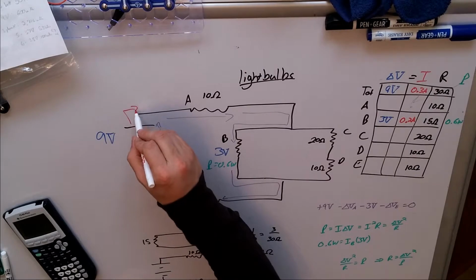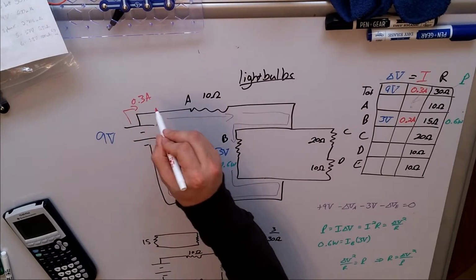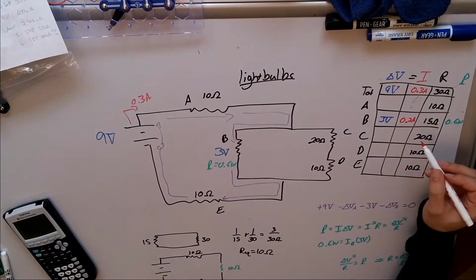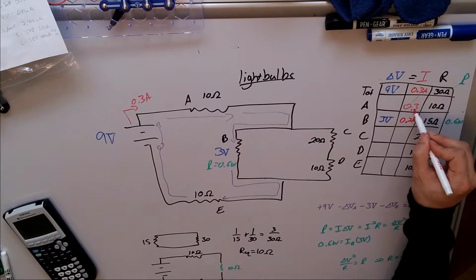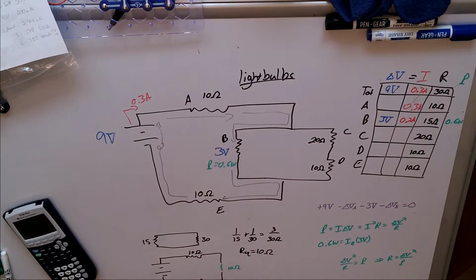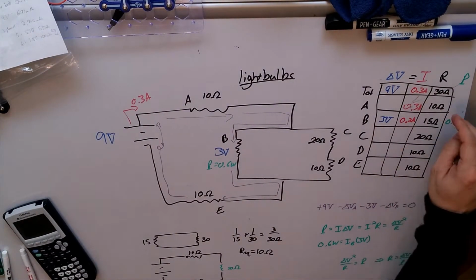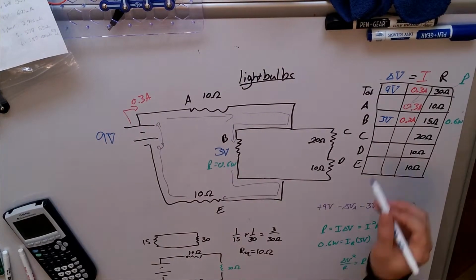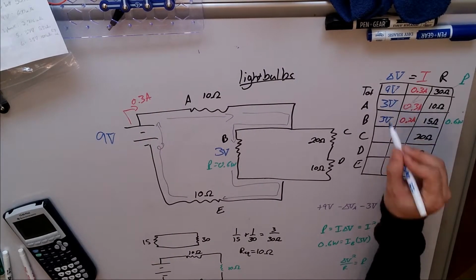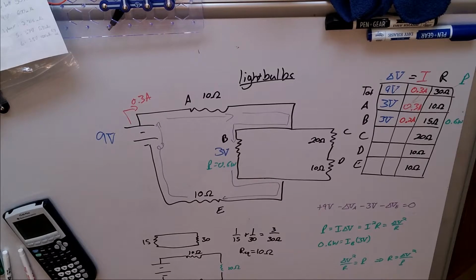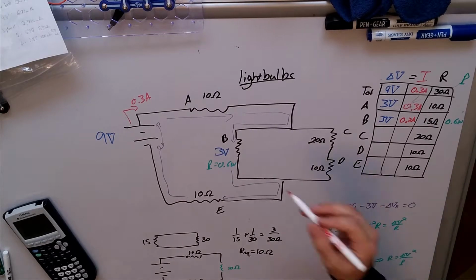And since 0.3 amp is coming out of my battery, it has no choice but to go through A, which means 0.3, the total current, is going through A, which allows me to then take 0.3 times 10. We now know that the potential drop across resistor A is 3 volts. I'm moving pretty quickly here, but once you get some practice, you'll start doing this too. Great. Now I know. Let's keep going with what we know.